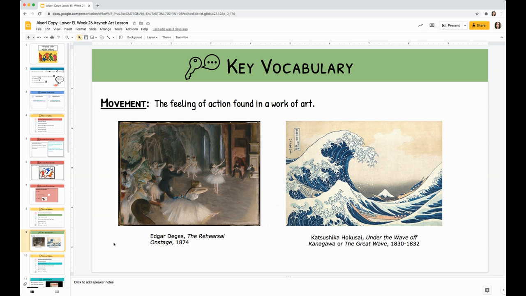To create movement in art is to create a feeling of action. These are two different examples. Edgar Degas painted ballerinas. This is a painting from 1874. It's called The Rehearsal on Stage. Look at how they look like they're dancing across the stage, all in different directions.